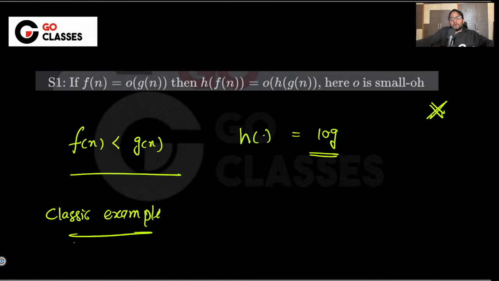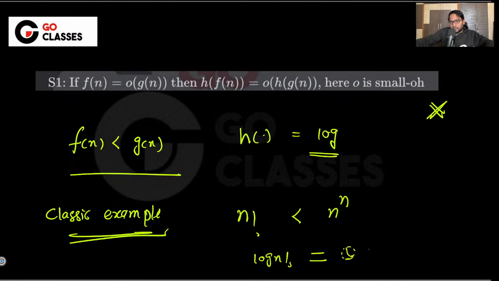So if h is log, then we have seen the classic example of n factorial and n power n. Earlier they were strictly lesser, but now this is equal. I mean, theta I should be writing. Okay, this is theta of n log n. Right? So that's why this is false, right?